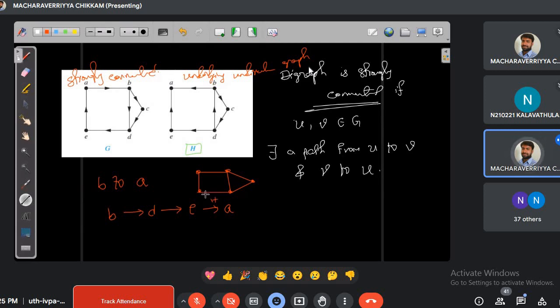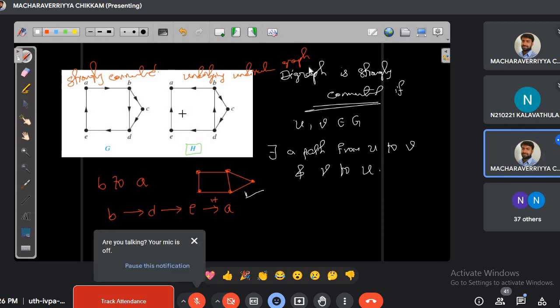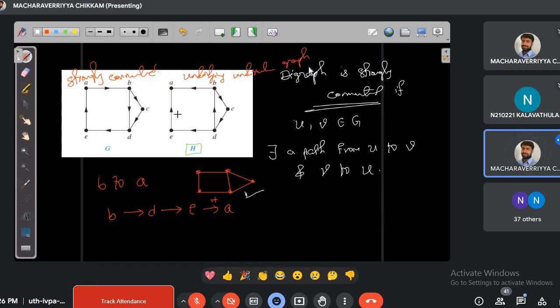Is this graph strongly connected? Yes, this is strongly connected. Why? Because between any two points we can have a path, since there is no restriction on direction here. Remember one thing, strongly connected and connected are not the same. In the case of an undirected graph, connected and strongly connected are the same. But if there is direction, they are not the same in a directed graph.